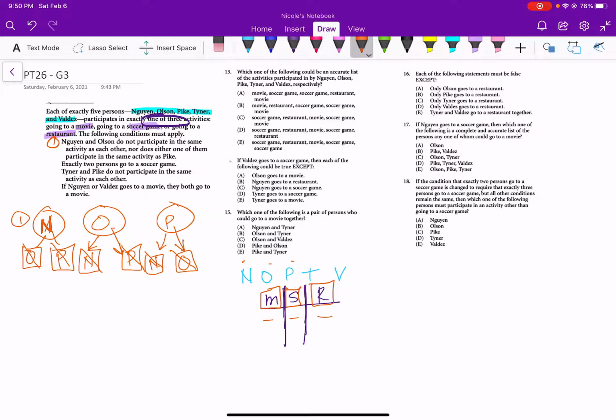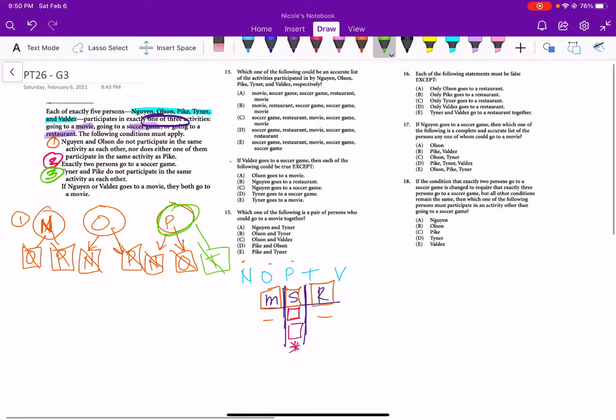All right, rule number 2. Exactly 2 persons go to a soccer game. Awesome, so that means that we are going to have 2 right here and no more. So I'm just going to put an asterisk there, we got them covered. All right, rule number 3. T and P do not participate in the same activity as each other. Well, look at P. P is just hating on everybody.